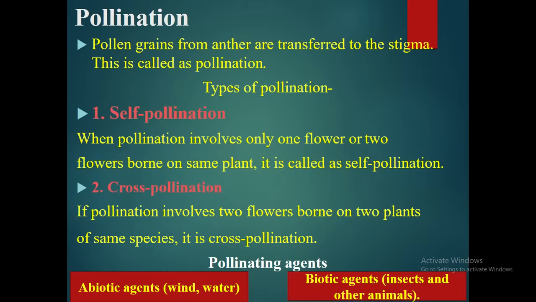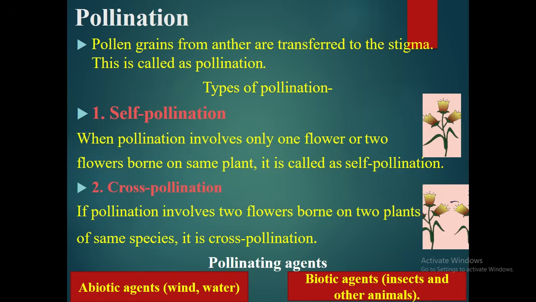As pollen grains are non-motile, they need to be transferred with the help of pollinating agents. So what is pollination? Pollination is the transfer of pollen grain from anther to stigma. There are two types of pollination: self-pollination and cross-pollination. Self-pollination means when pollen grains are transferred from one flower to another flower borne on the same plant, or within the same flower. Cross-pollination is when pollination takes place between flowers of two different plants.